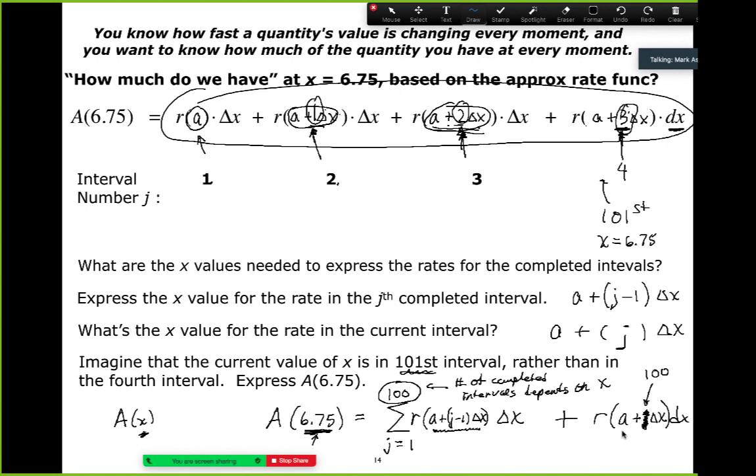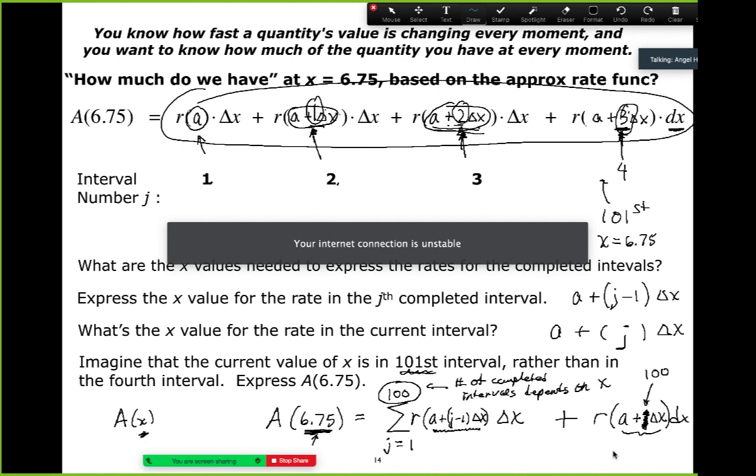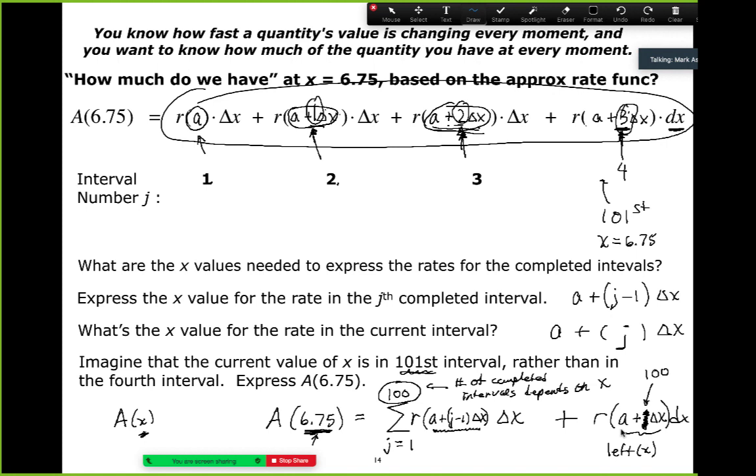And then this right here, what did we name this in the animation? Do you remember? This is the start of the current interval. We had a function for that. Remember what that was? Was it left of x? Yeah, that was left of x, right? Left of x was the x value at the start of the current interval. So this a plus 100 delta x is actually left of 6.75. I should write that. Left of 6.75 is the same as a plus 100 delta x. It's the left x value of the current interval.